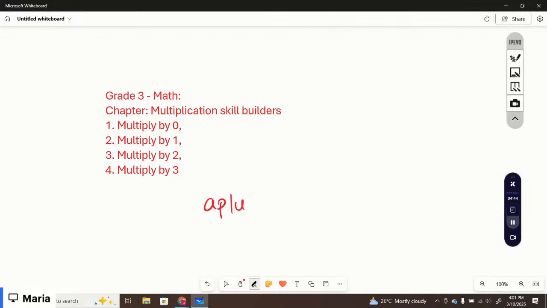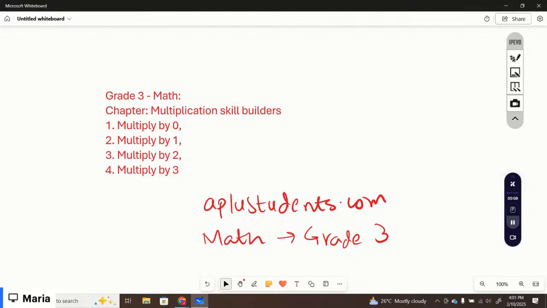You can find all the lessons on aplusstudents.com. You have to log in there using your email address and the password provided by the administrator. Then you have to select math from the subject tab. Scroll down to grade 3 math and then click on view all lessons. There you can find a list of the chapters.